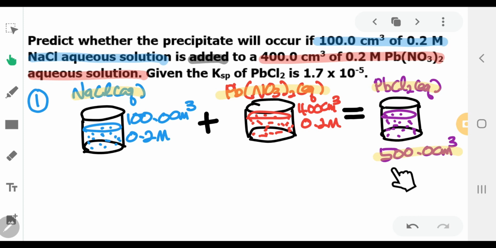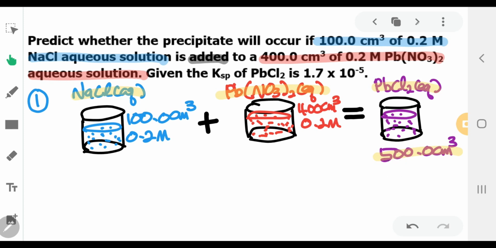Now, the volume over here would be very important for this calculation later, and you will know why. Okay, from where do I get 500? When you add 400 with 100, you get 500 centimeter cubic. So that is the first thing that the question gives to you. And this is how you visualize the question, by drawing them out.